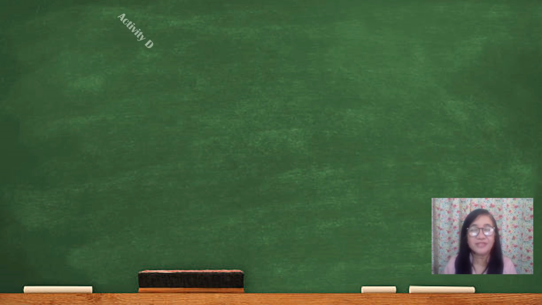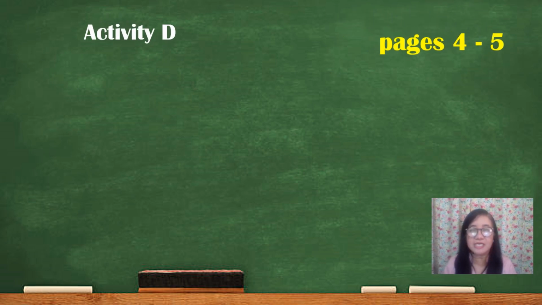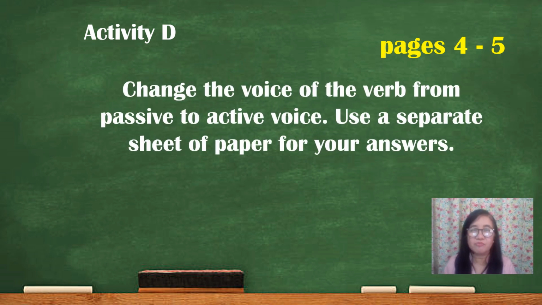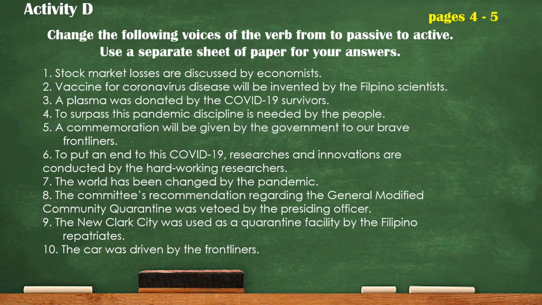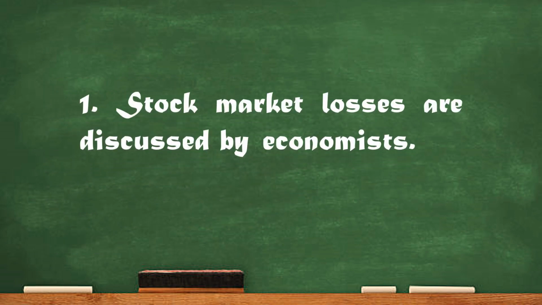Moving forward to Activity D, pages 4 to 5 of your learning activity sheets. Change the following voice of the verb from passive to active voice. Use a separate sheet of paper for your answers. Again, in this activity, you will change the sentence from passive to active voice. The first sentence is, stock market losses are discussed by economists.